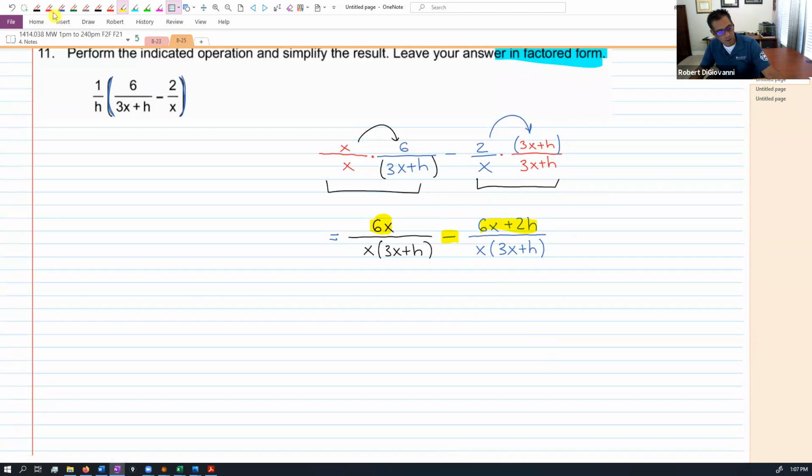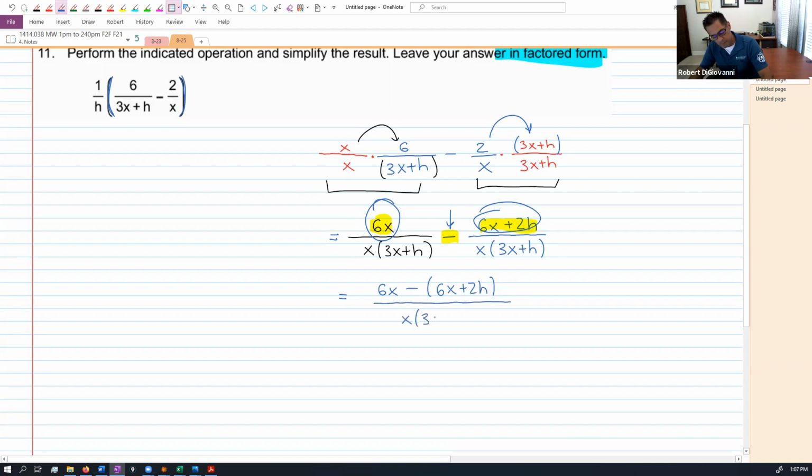So let's keep going here. This is going to be, let's see, I have the 6x, that's this guy. I have the minus, that's this one. And then I have to subtract that whole thing, so I'm going to put it in parentheses. And then all of that will be divided by the common denominator.